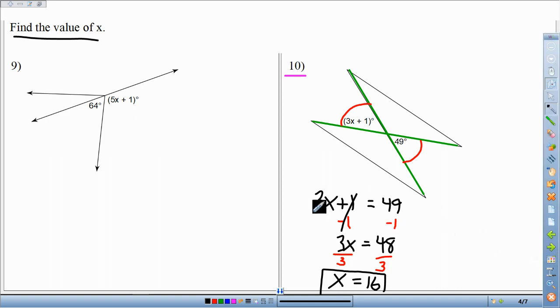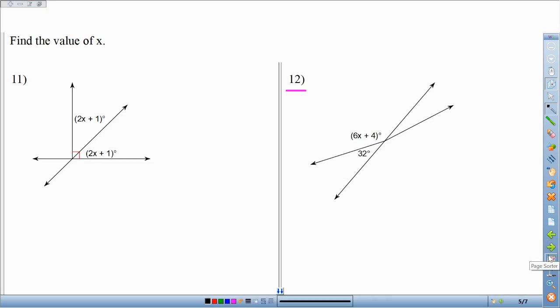Alrighty, so if you want to try out number 9, feel free, or actually maybe look at number 12 first, and then you can go back.